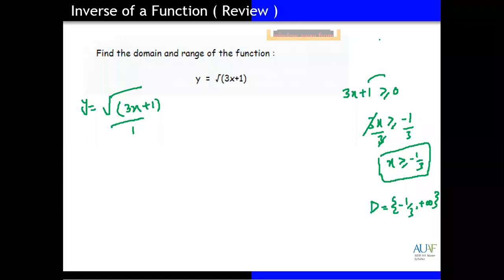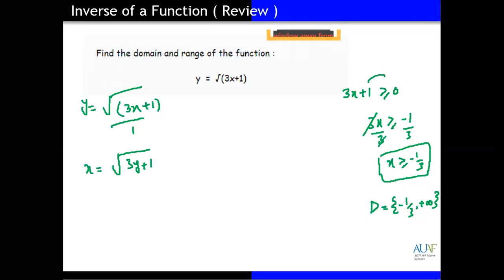Now, how can we find the range of this function? So for the range, we need to find the inverse function. So y is equal to the square root of 3x plus 1, correct? First, we have y and x, so we can interchange the values of x and y. So write down x is equal to the square root of 3y plus 1. Next step, we need to find the value of y.